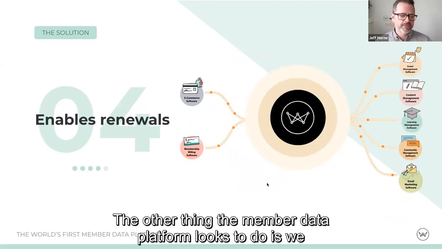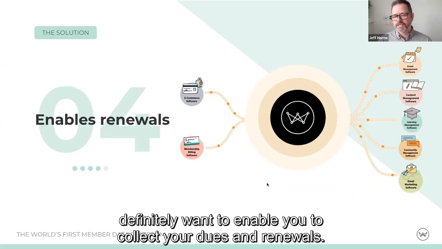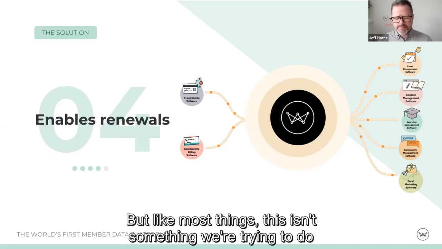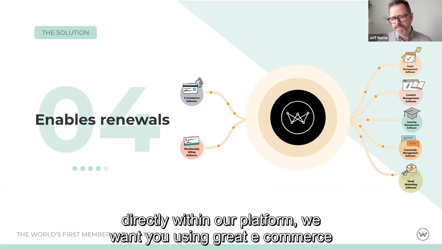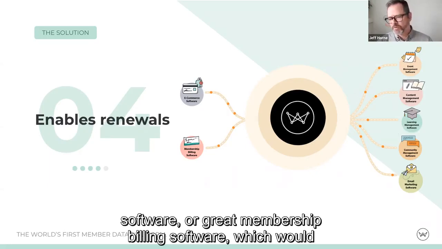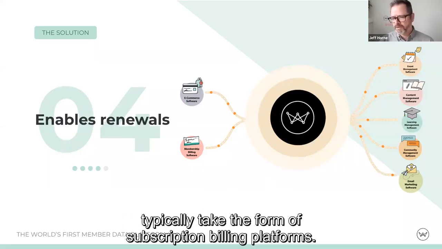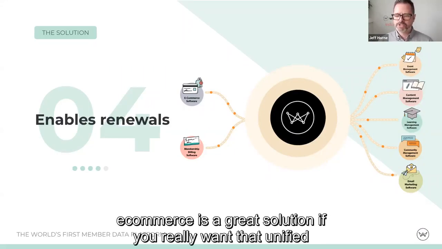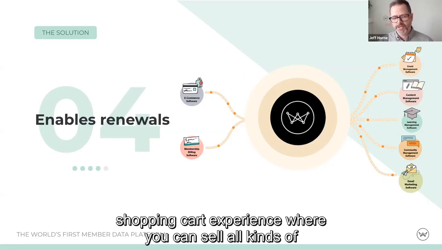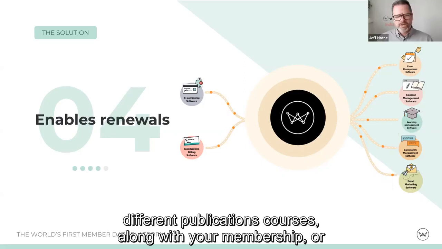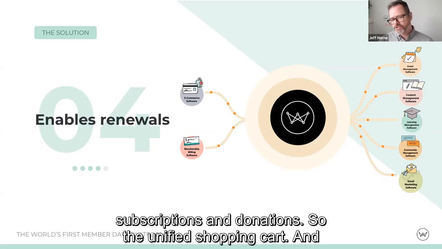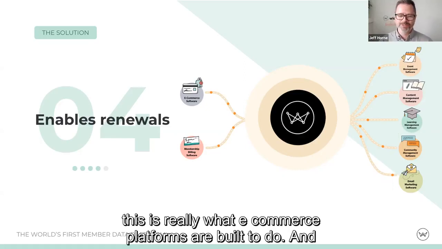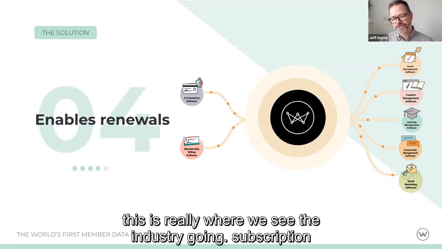The other thing the member data platform looks to do is enable you to collect your dues and renewals. But like most things, this isn't something we're trying to do directly within our platform. We want you using great e-commerce software or great membership billing software, which would typically take the form of subscription billing platforms. So what we're seeing emerge is these two fundamental ways. E-commerce is a great solution if you really want that unified shopping cart experience where you can sell all kinds of different publications, courses, along with your membership or subscriptions and donations. So the unified shopping cart, and this is really what e-commerce platforms are built to do. And this is really where we see the industry going.